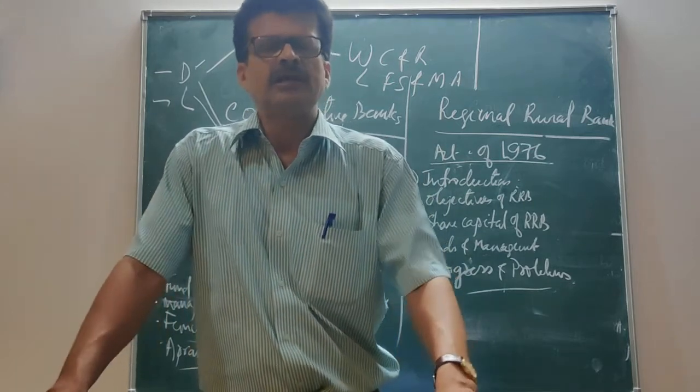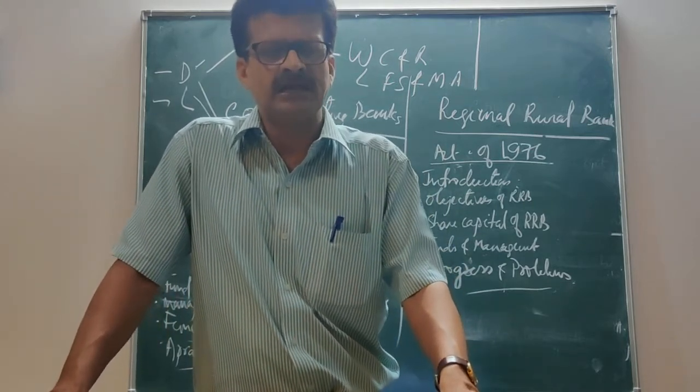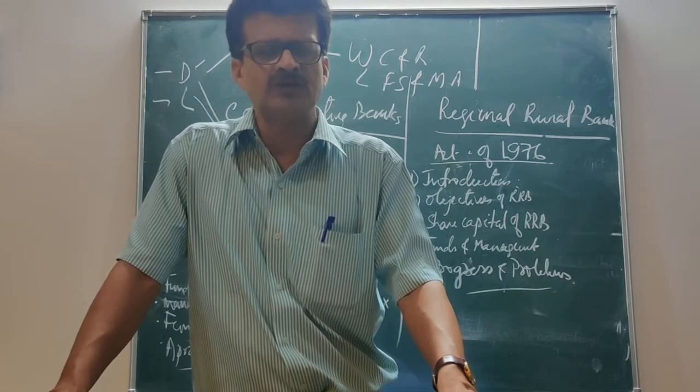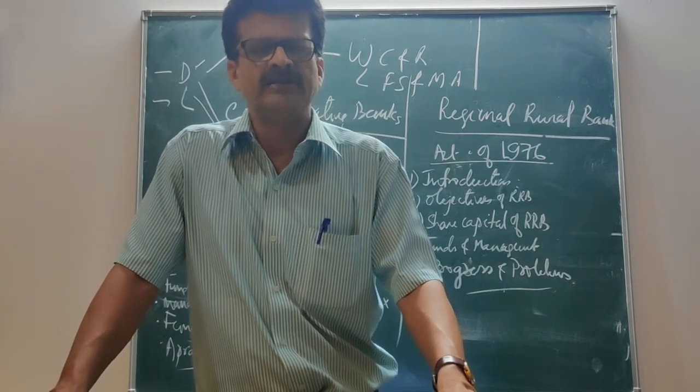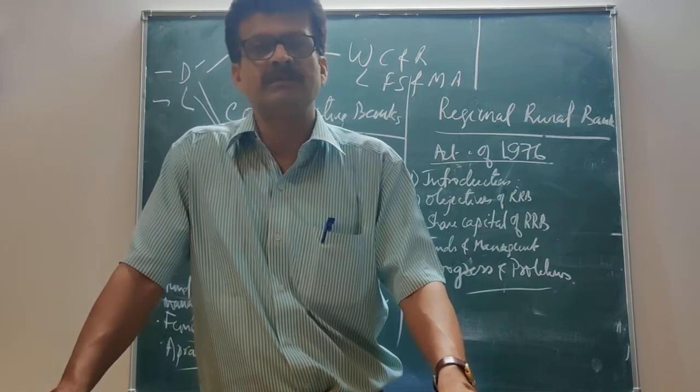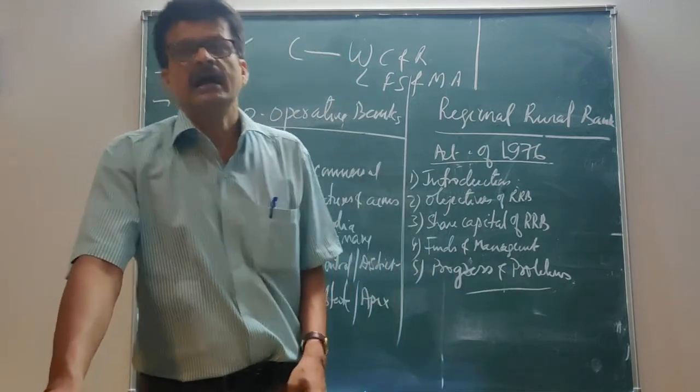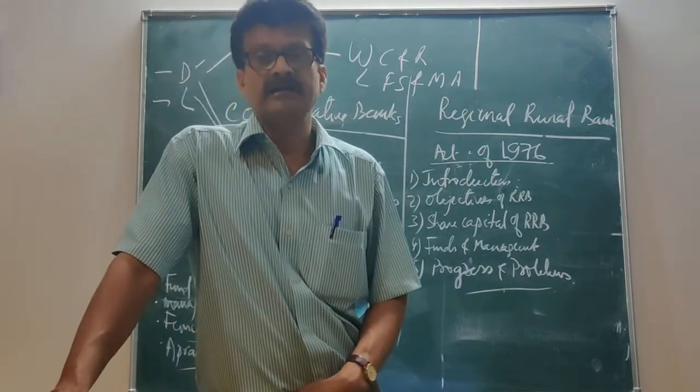It was one of the 20-point economic program agenda of the then government, and accordingly an ordinance was passed, the Rural Bank Ordinance 1975, which was later replaced by the Regional Rural Bank Act 1976.